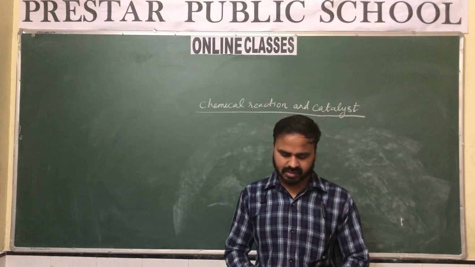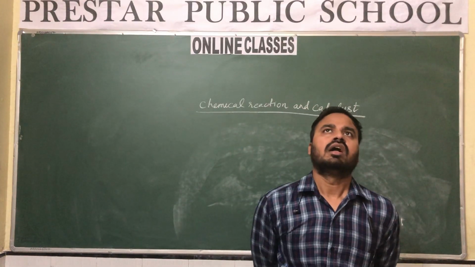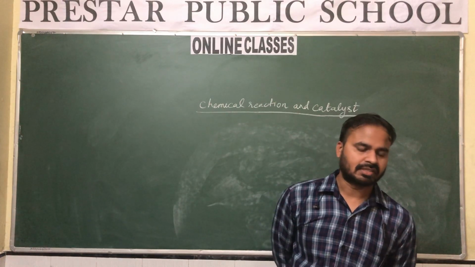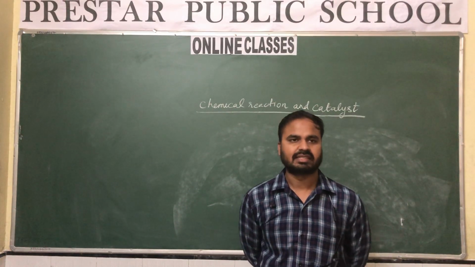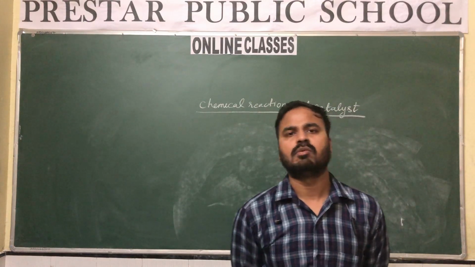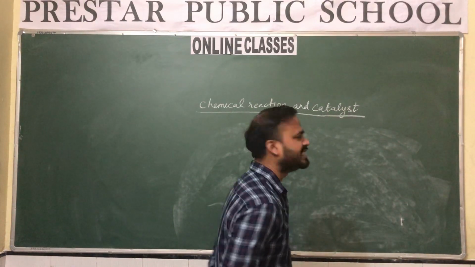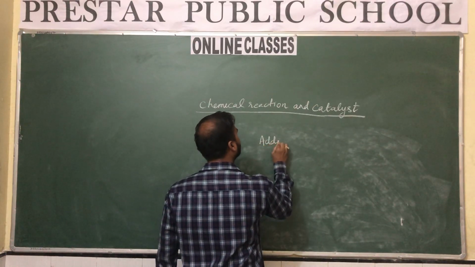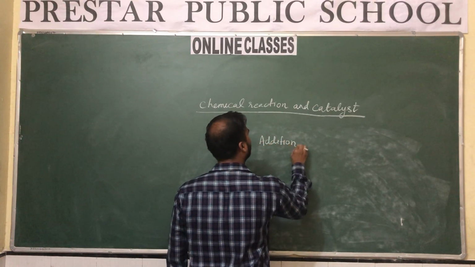So we have discussed all that part of chemical equations. Now we will discuss different types of chemical reactions. First I will start from addition reaction. Already we have discussed it in 8th class. Again I am just revising all that part.